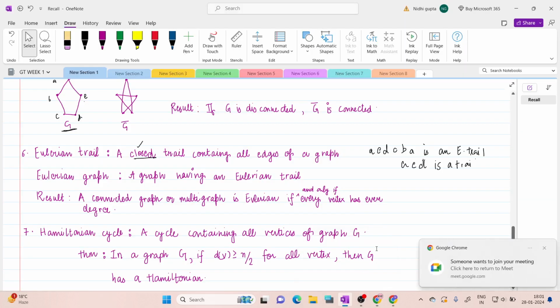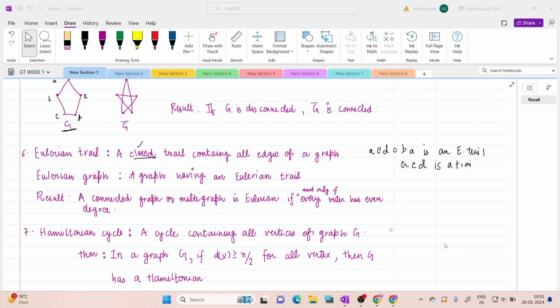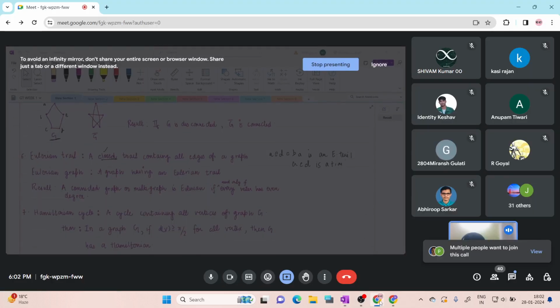Sure. If a graph has an Eulerian trail, then that graph will be called an Eulerian graph. And in the lectures, sir has already proved, for the more general multigraph also, that a connected graph or multigraph is Eulerian if and only if every vertex has even degree. That means every vertex should be adjacent to an even number of vertices. So is the definition of Eulerian trail and Eulerian graph clear to everybody?